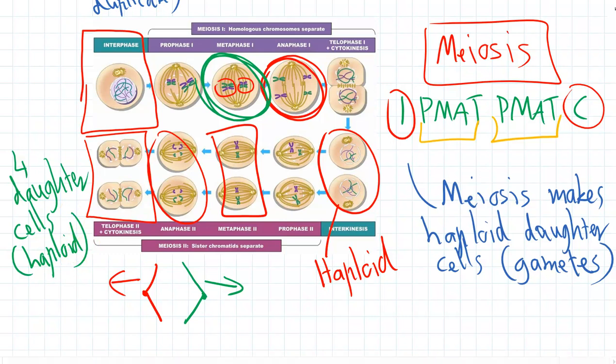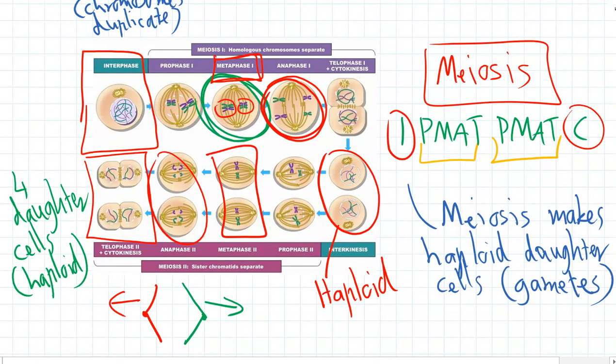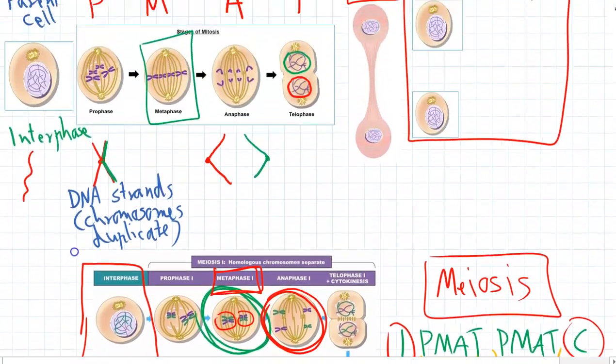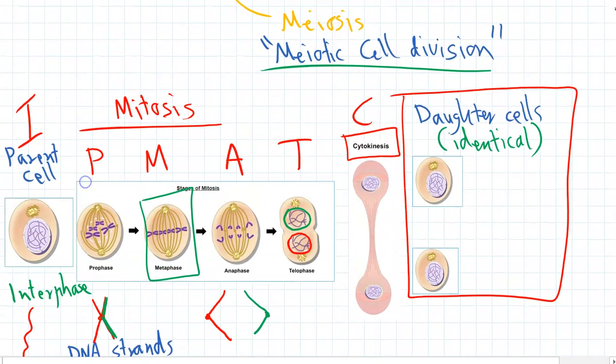So that key step there is metaphase 1, and that's what leads to cells being haploid at the end of meiosis. So for now, you need to be able to name all the stages and recognize stages in cell division if you see a diagram of them.